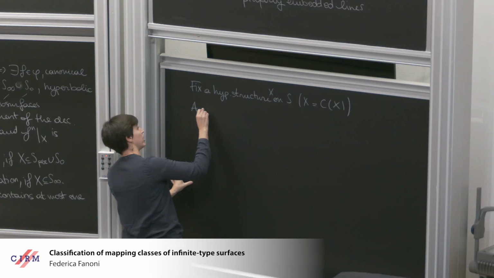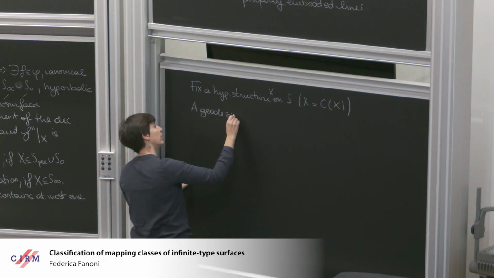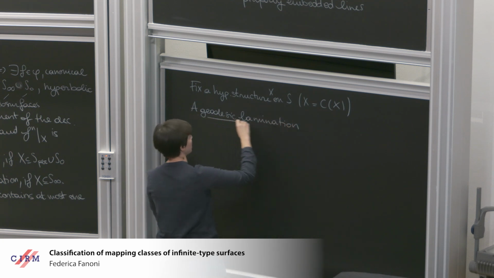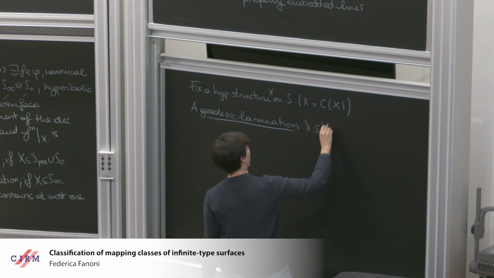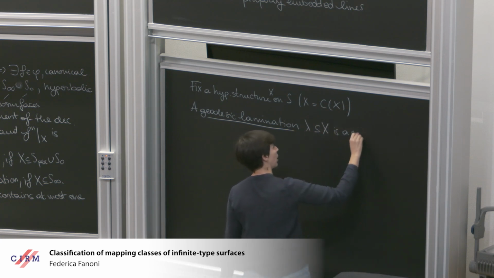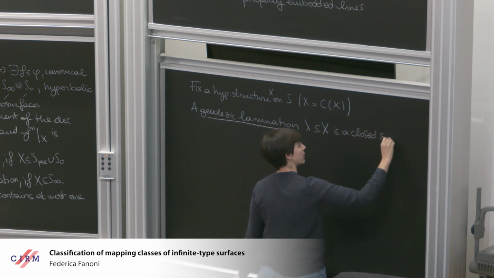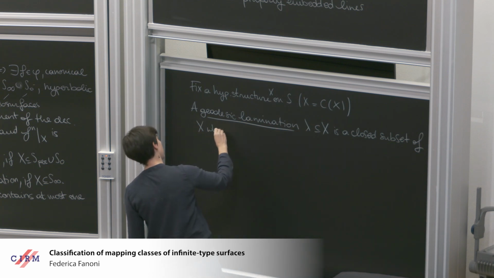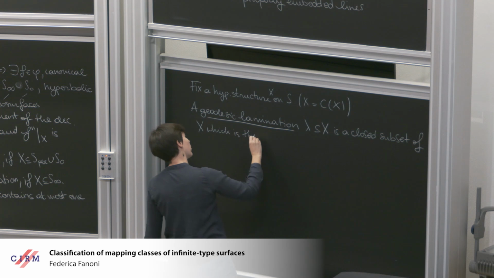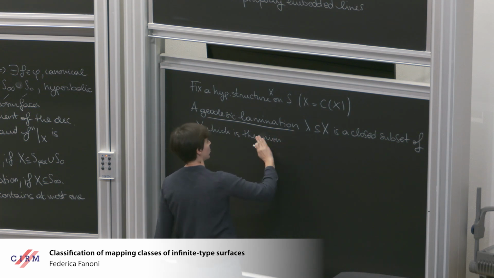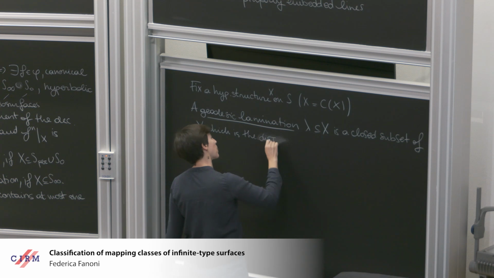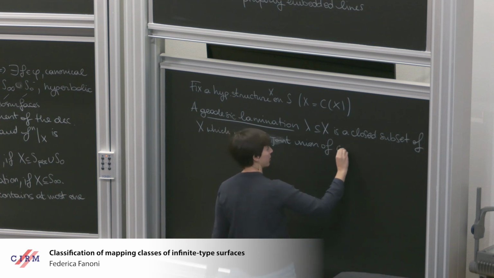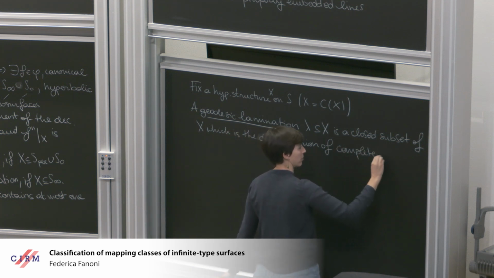Then a geodesic lamination Lambda on X is a closed subset of X, which is the union, the disjoint union, sorry, of complete simple geodesics.